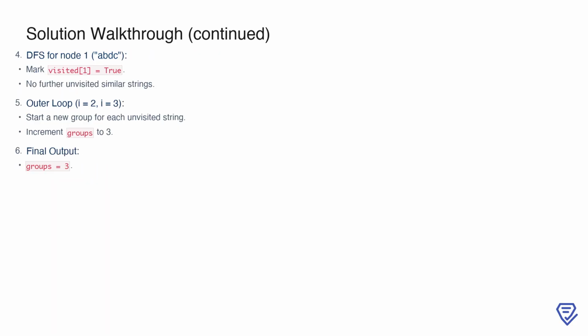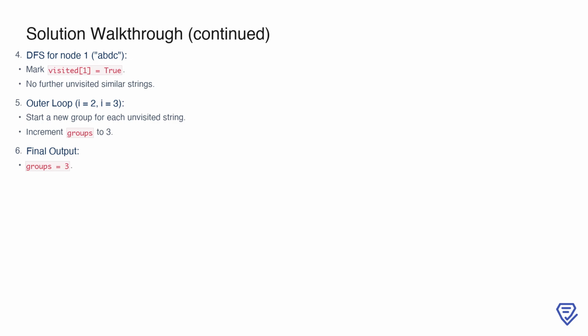In the DFS for node equals 1, which corresponds to ABC, we mark visited 1 as true. After processing, there are no further unvisited strings similar to ABC. Returning to the outer loop, we find that I equals 2 and I equals 3 correspond to strings that haven't been visited. Each of these strings marks the start of a new group, so we increment groups to 3. With all nodes processed, the final output for this example is groups equals 3, as the strings form 3 distinct groups based on similarity.